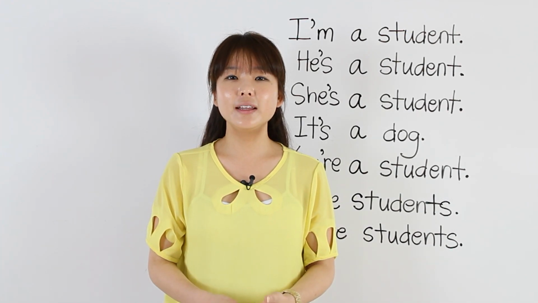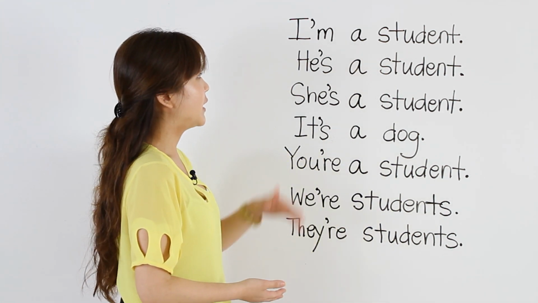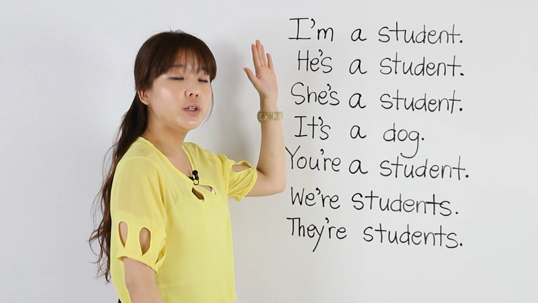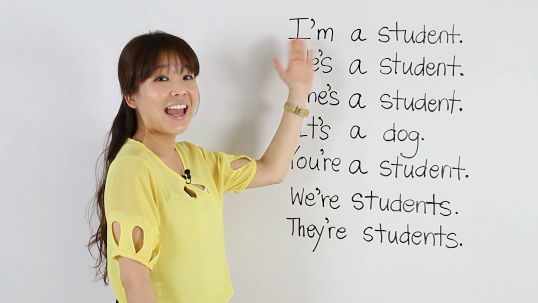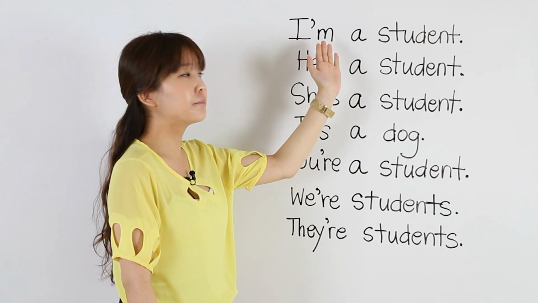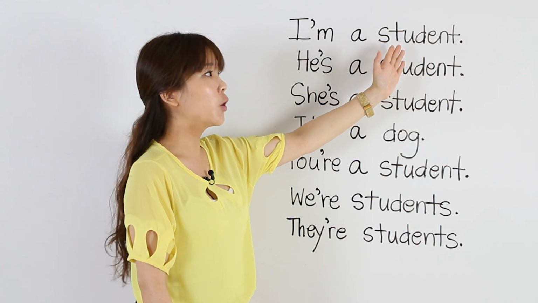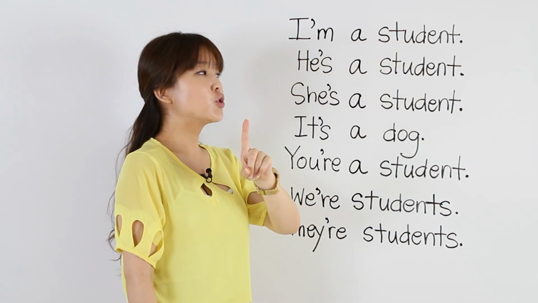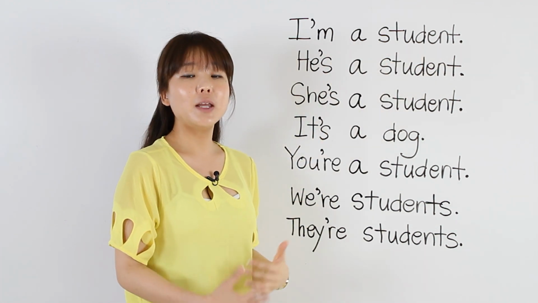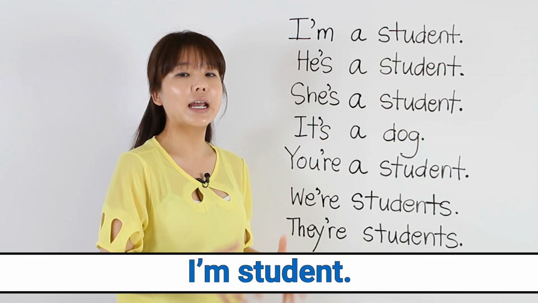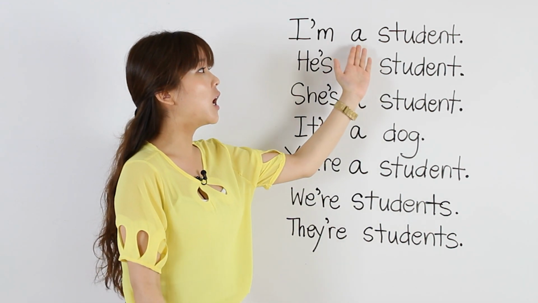We're going to take a look at some sentences using the be verbs. Now, notice on the board, I've only used contractions, okay? For example, instead of I am, I'm going to say I'm. So the first sentence, I'm a student. Okay, this means one. So we have to say a student. Now, many people make the mistake of saying I'm student, but that's wrong, okay? You have to put a.